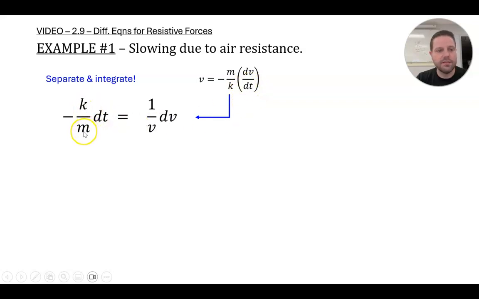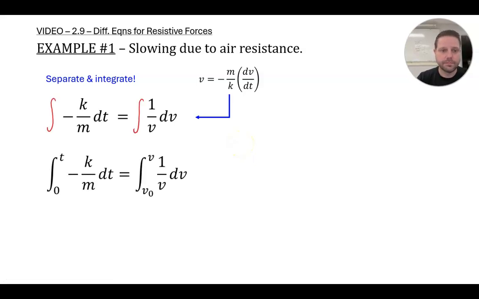So k and m are constants, so those are easy to integrate with respect to time. I need to move the v, though, over to the side that has dv so I can integrate it, and that's where we get 1 over v, because I had to divide both sides by v to get it to the other side, so it's on the same side as dv. Now I can integrate both sides, and that will solve this problem.